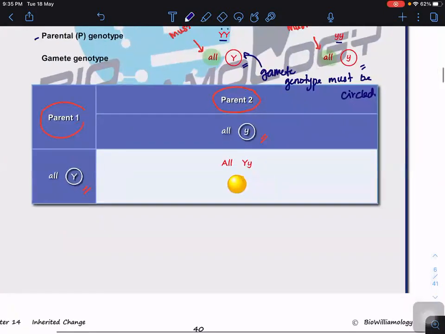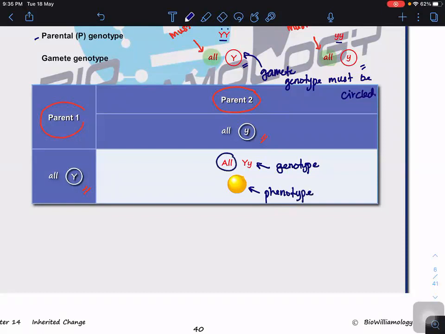So then in your Punnett square, you need to have the 3 things. You must show the genotype. You must write down the phenotype. I will tell you guys later more. Okay? And also the probability. This is the must. Okay.